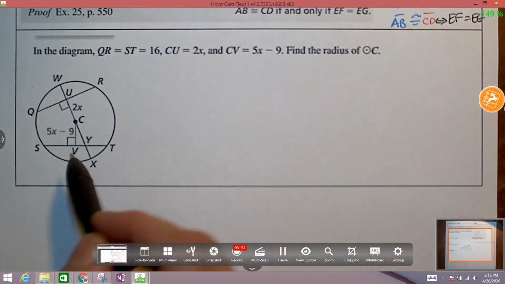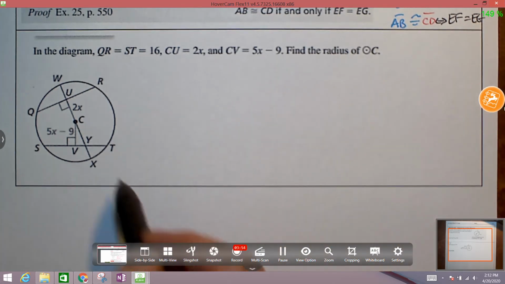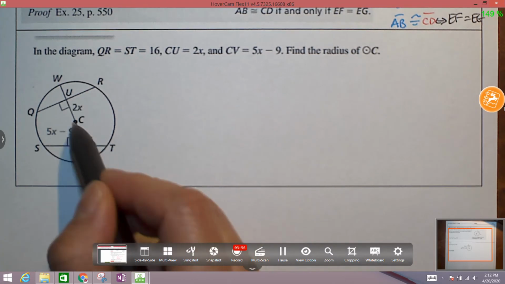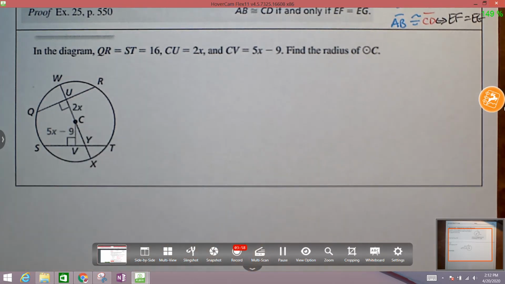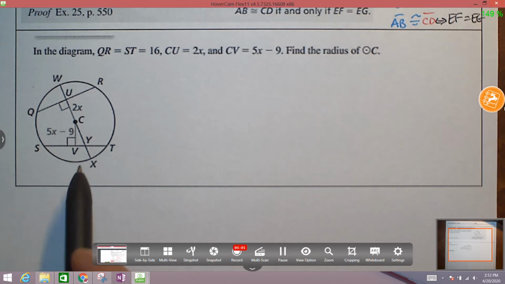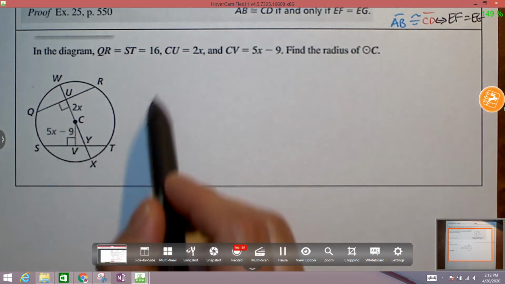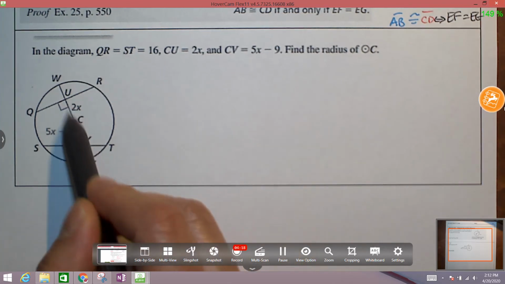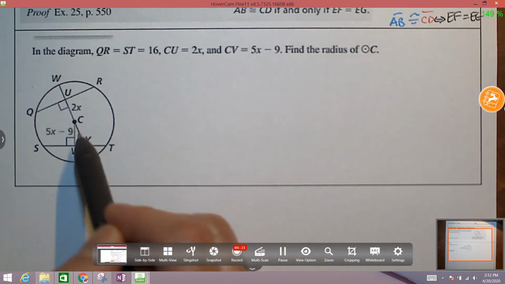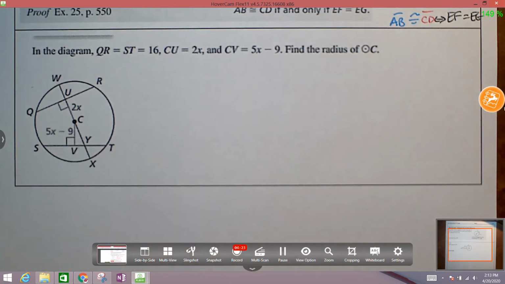Now if you look at this, there's a radius here, CW, there's a radius here, CX, but we're not going to use either one of those. We're going to draw in our own radius in just a moment, and we're going to use what we know about right triangles, some right triangle geometry. First of all, we also know that CU, this little piece right here, is equal to 2x, and CV is equal to 5x minus 9.